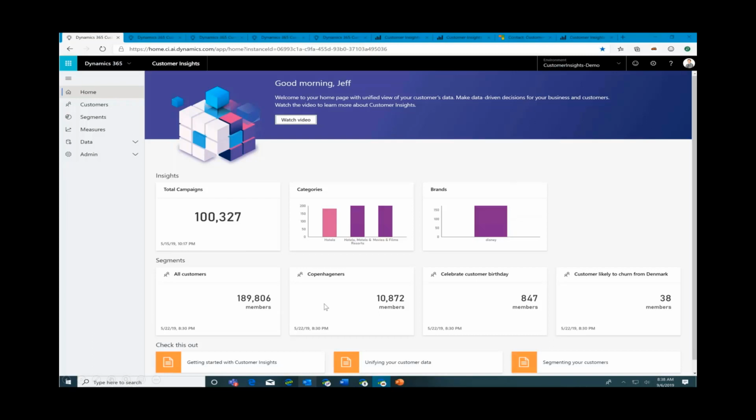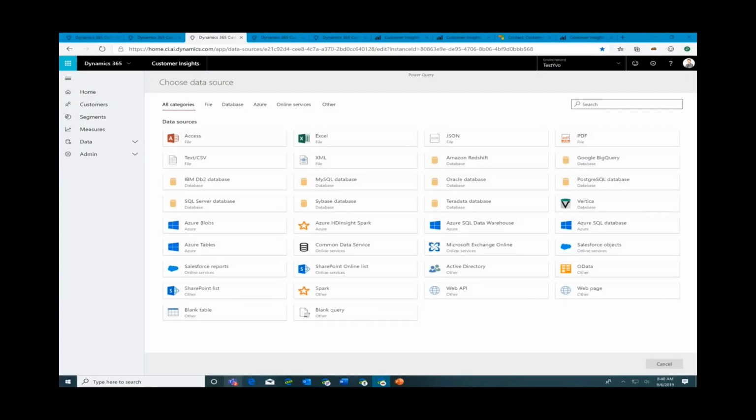They made some initial segments, like who are all living in Copenhagen. Look at that. 38 members are likely to churn from Denmark, right? So this is where they started out. They started building all these models. This is an actual system that they use. So I'm just going to show you some screenshots.